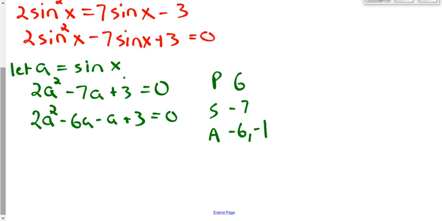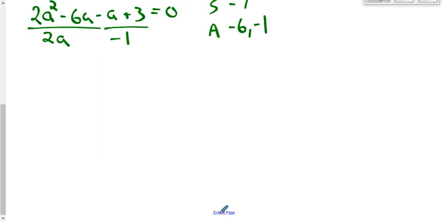Okay, so then I'm going to do some grouping. My GCF in this group is 2a. My GCF in this group is negative 1. So those GCFs will form one of my factors, so 2a minus 1. And then whatever the division becomes will be the other. So 2a squared divided by 2a is a. And the negative 6a divided by 2a is minus 3.